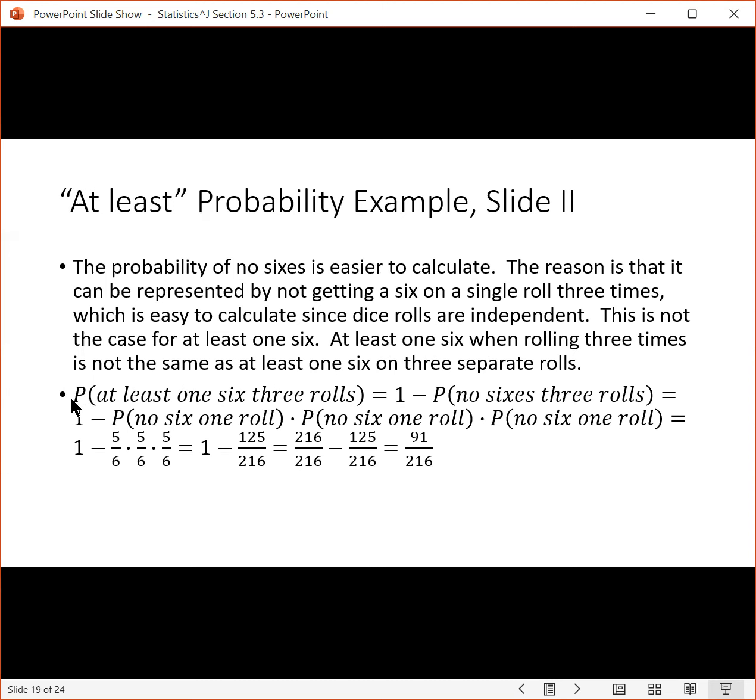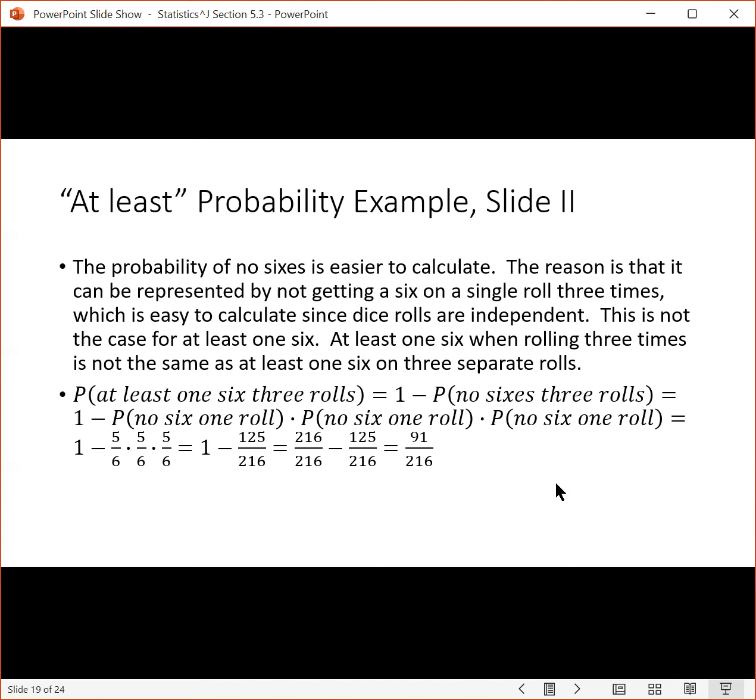All right, so if we want to find the probability of at least 1 six on 3 rolls, we can use the complement, which is 1 minus the probability of no sixes on 3 rolls. And then we can rewrite that as 1 minus the probability of no 6 on 1 roll times no 6 on 1 roll times no 6 on 1 roll. And then the probability of not getting a 6, well, there's 5 ways to not get a 6 out of 6 total. So that's 5/6, 5/6, and 5/6. Multiply that all out, and you get 91 over 216.